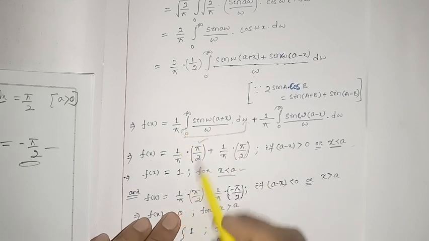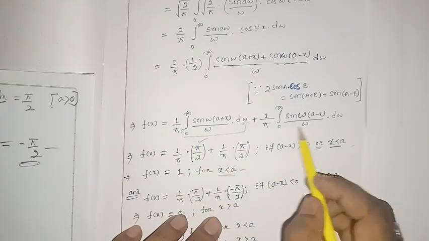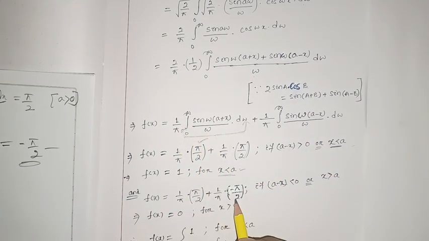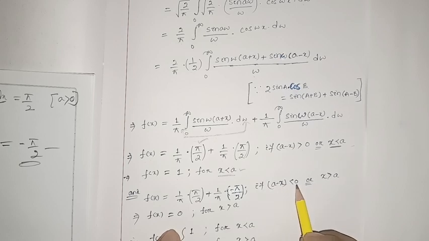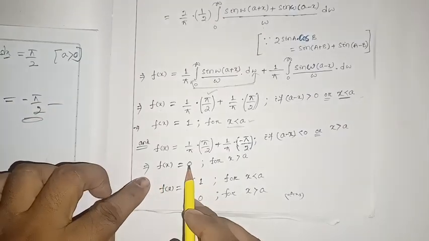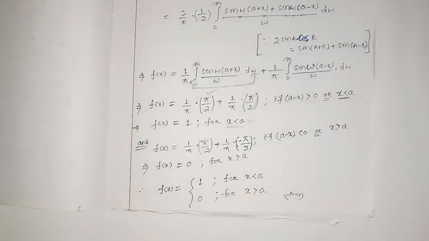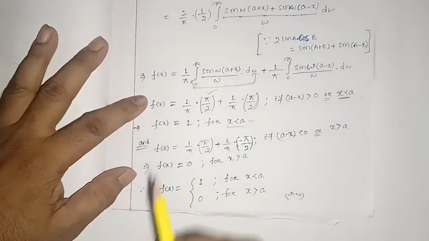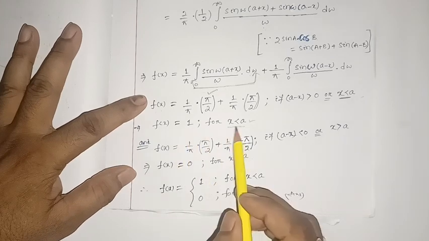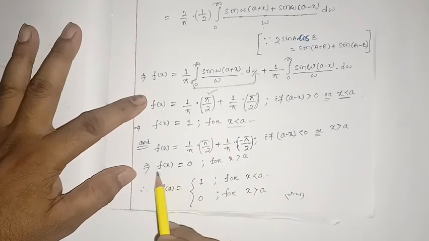So this will be 1 by pi, this integration pi by 2, this integration will be minus pi by 2. So if it is so, then this plus and this minus will be 0. So here if a minus x will be less than 0, or x greater than a, then f(x) equals 0. Okay, so f(x) equals 0 we found when x greater than a. Finally, systematically we can write f(x) will be equal to 1 for x less than a, f(x) equal to 0 for x greater than a.